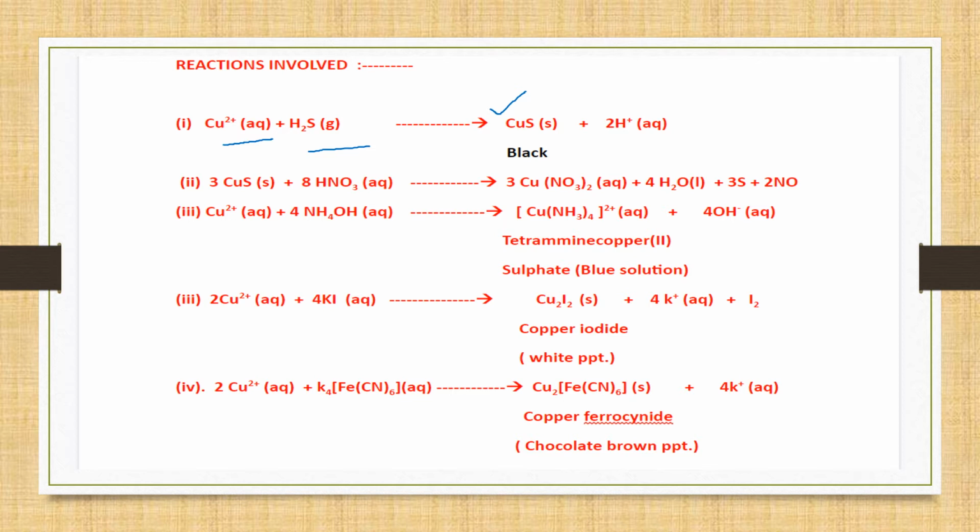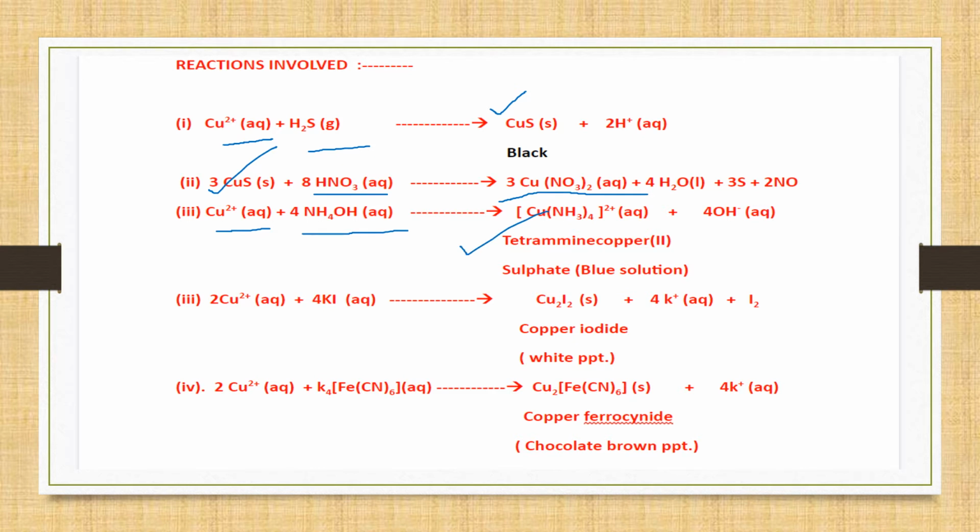Then we dissolve that black precipitation in nitric acid and we got this copper nitrate aqueous solution. Now further, this copper aqueous solution was mixed with ammonium hydroxide and it was giving a blue color. That blue solution was because of the formation of tetraamminecopper(II) sulfate.